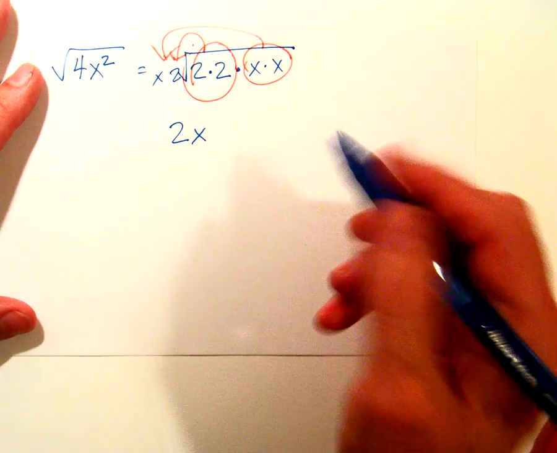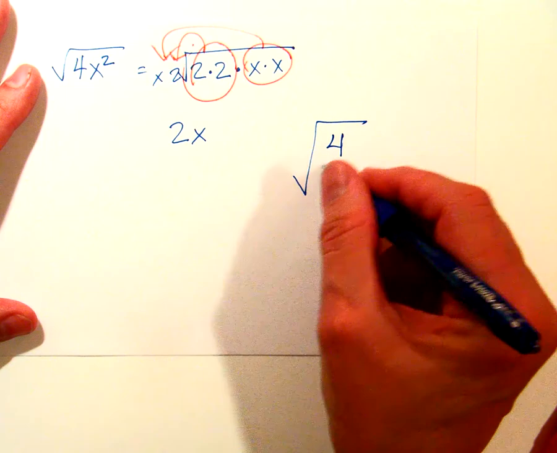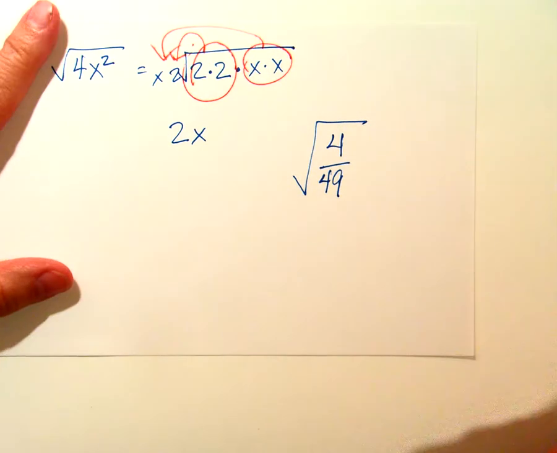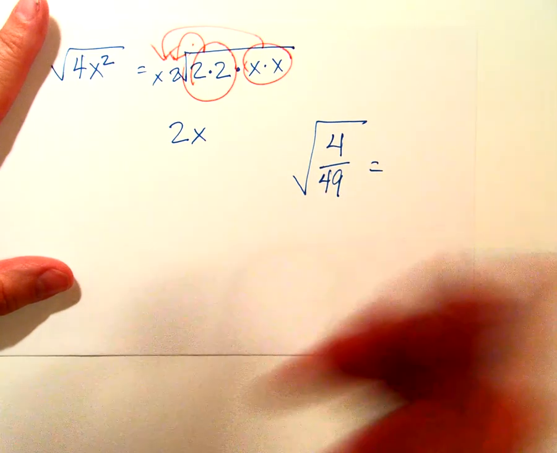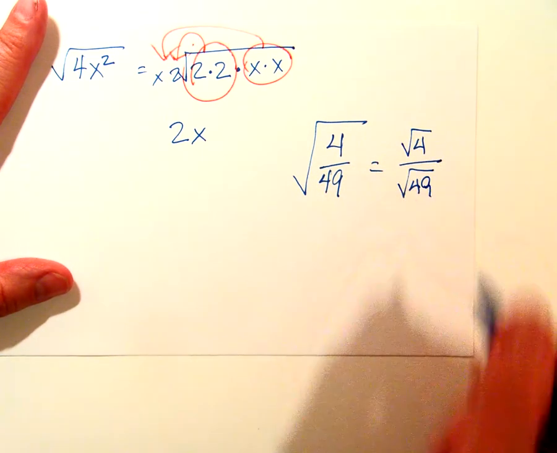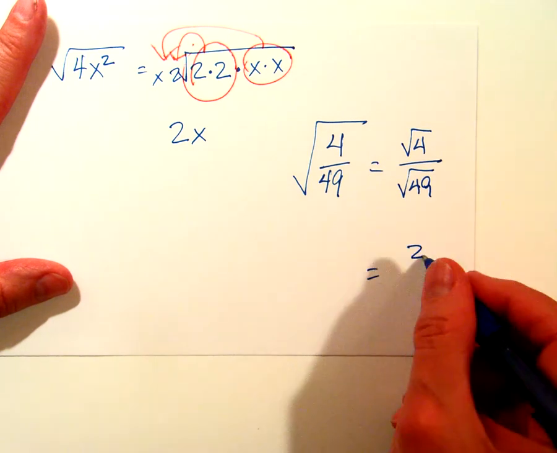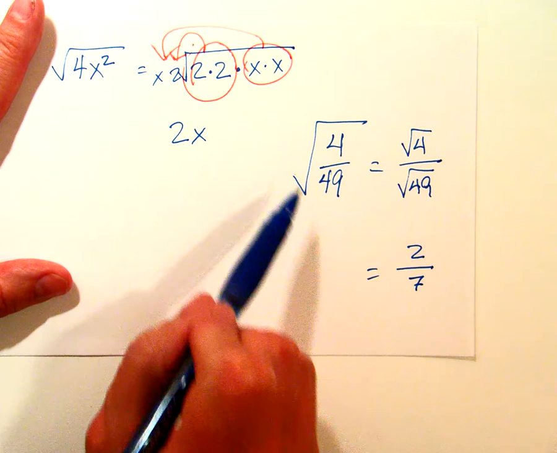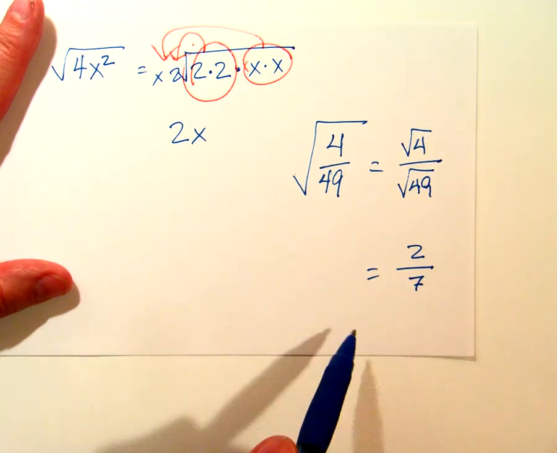Okay, how about this one? The square root of 4 over 49. The product of the radical is the radical of the product, and the quotient of the radical is the radical of the quotient. So we can write this as two separate ones. We can say that this is the square root of 4 over the square root of 49. Square root of 4 is 2, square root of 49 is 7. So the square root of 4 over 49 is 2/7.